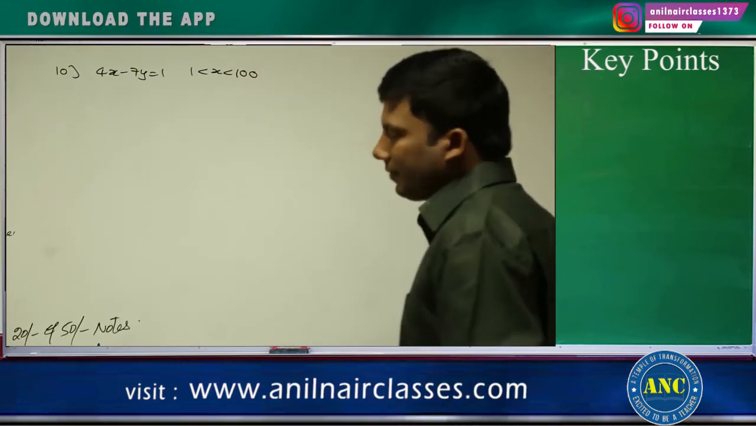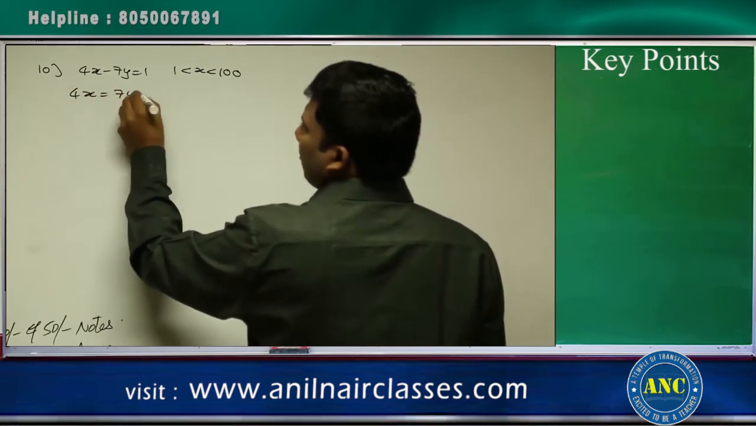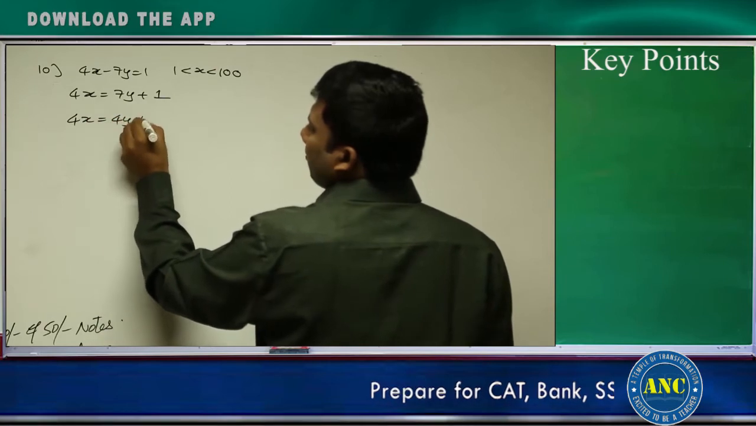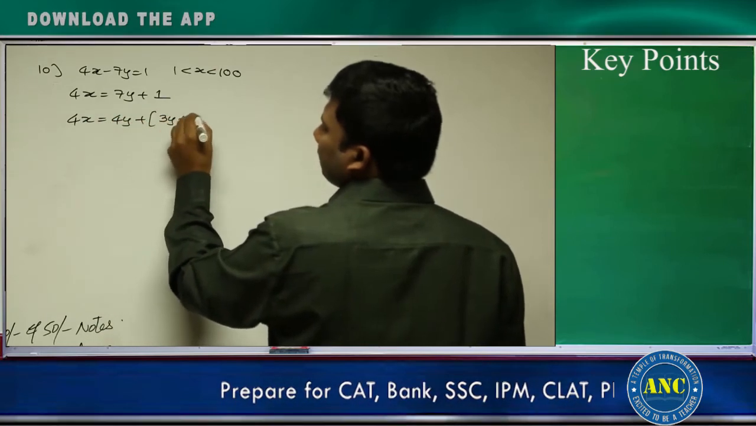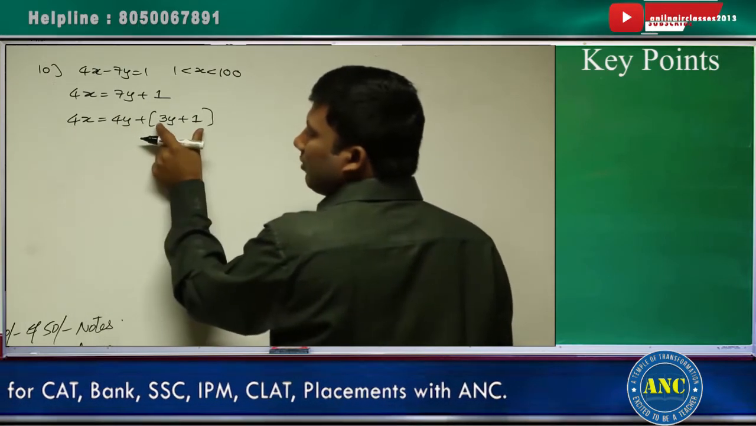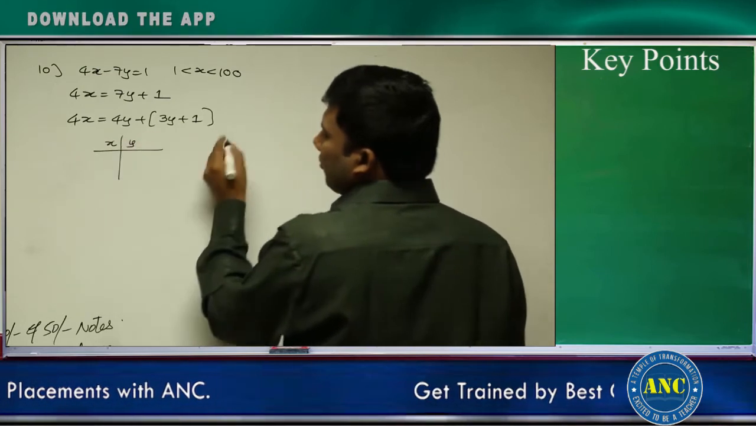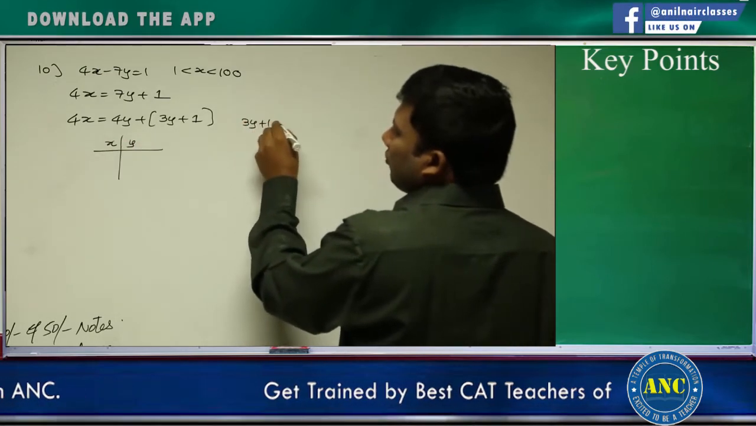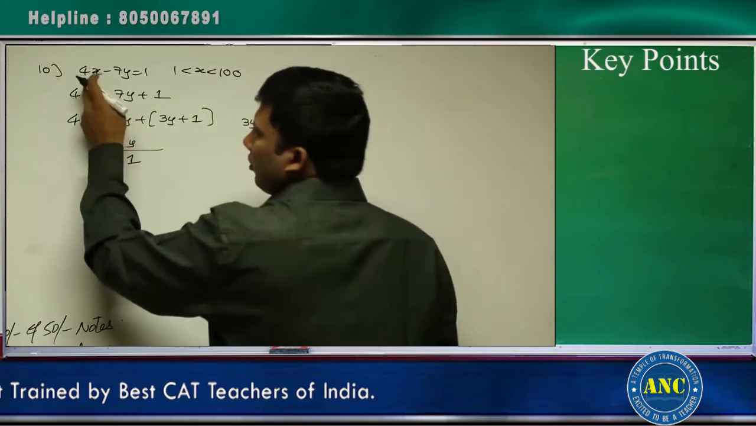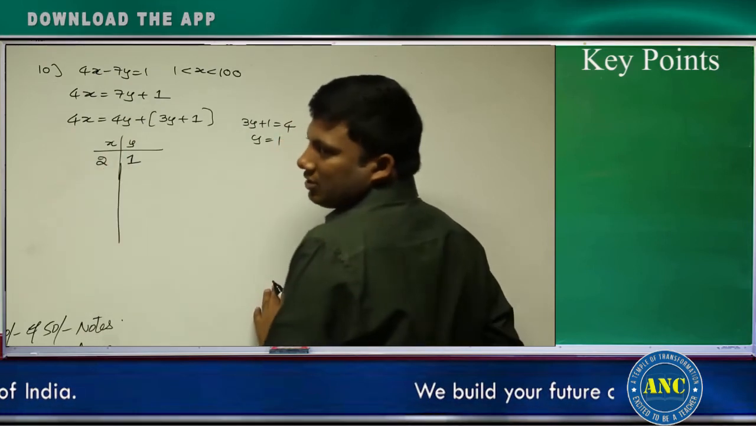Listen carefully. This can be written as 4x equivalent to 7y plus 1, so 4x equivalent to 4y plus 3y plus 1. This is divisible by 4, so this should be divisible by 4. That means what is the lowest value? 3y plus 1 is 4, so y will become 1. If y is 1, 4x minus 7 is 1, so 4x equivalent to 8. x will be 2.